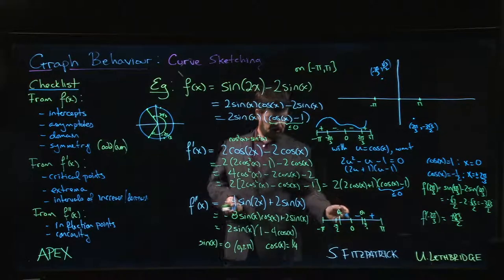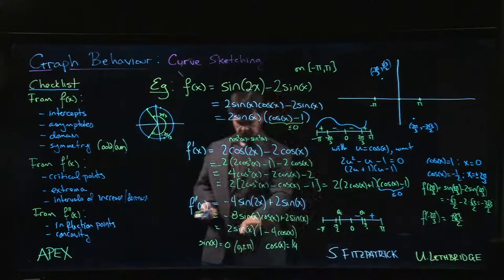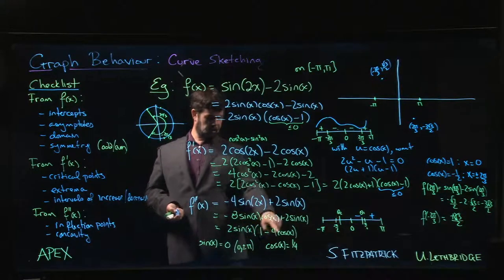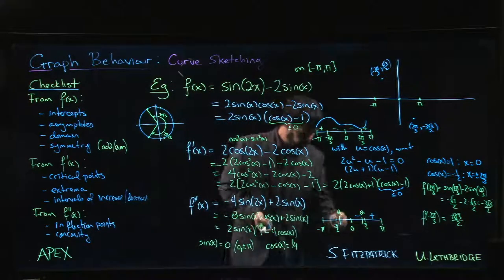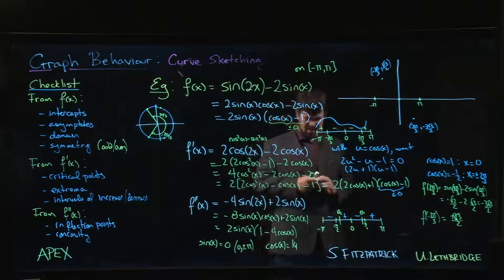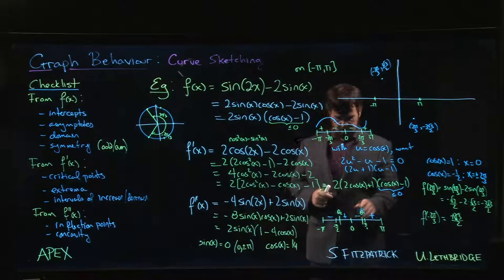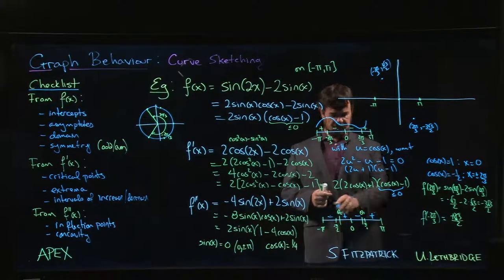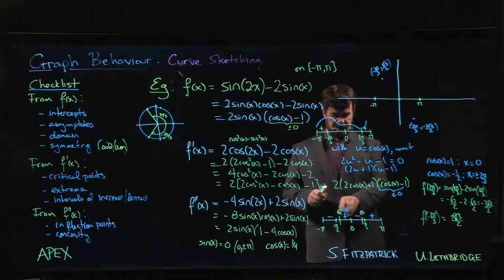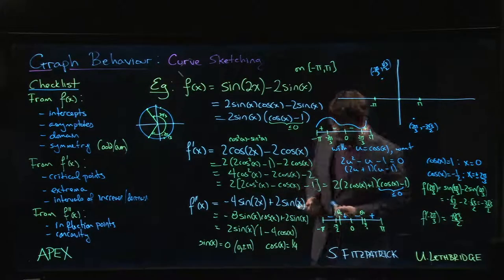Now, at 0, we get a sign change from sine x, but we don't get a sign change yet from this factor. So we switch back to positive, and then we get a sign change. So we have something that looks like that for concavity. That's a little bit trickier, right? And I haven't even plugged these values in.